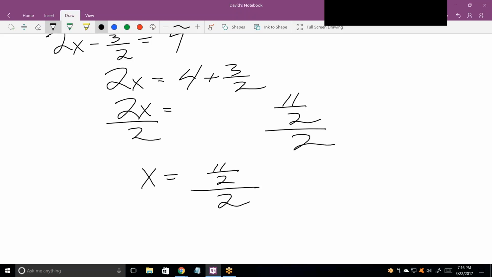probably the best way to look at this is I'm taking a fraction and dividing it by that fraction. And the way you divide a fraction by a fraction is you flip the bottom and multiply. So that's equal to 11 over 2 times 1 over 2, which is 11 over 4. And that's our answer.